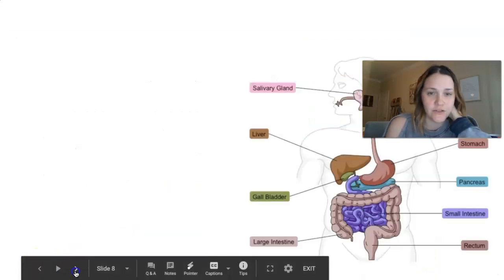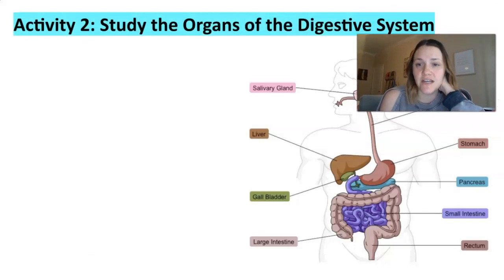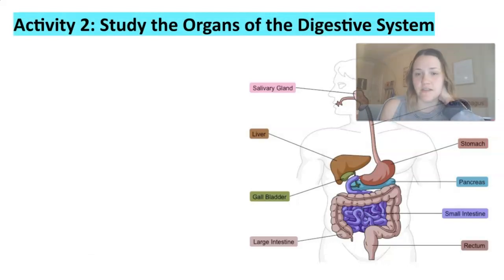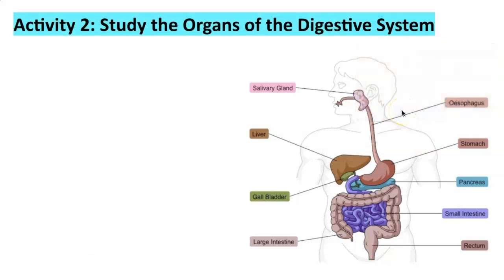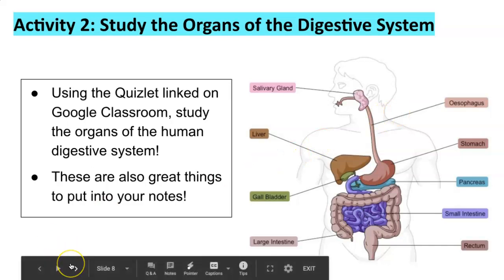Second activity you're going to do is you are going to just study the organs of the digestive system. You have to know all 10 organs of the digestive system and what they do. So you're going to use that Quizlet link on Google Classroom and study those organs of the human digestive system. And if you need to write those down, those are also really, really great things to go ahead and put in your notes. That's activity 2.